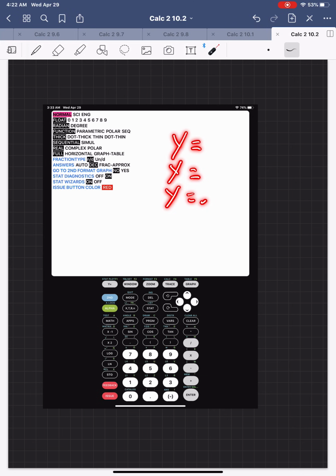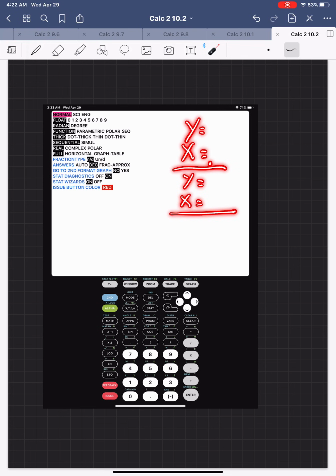But notice now on your TIs, you'll have y equals, x equals, and then y equals, x equals, and so forth. Are you with me? See how you can actually graph parametric equations just from your TI.